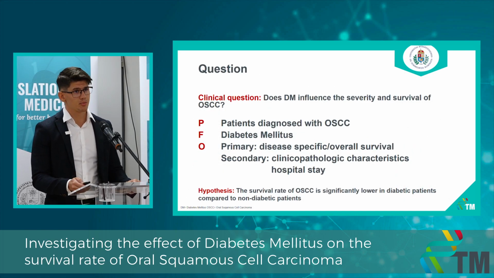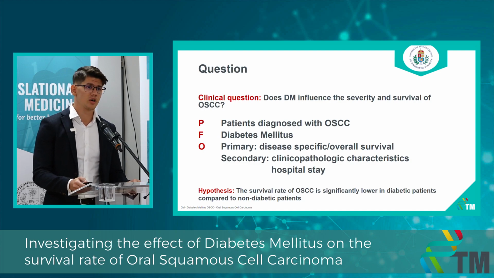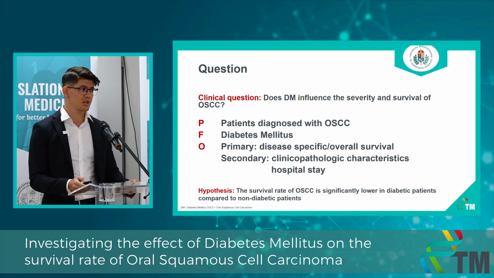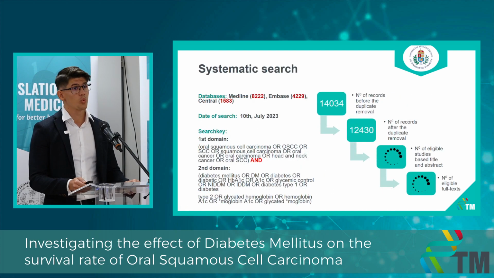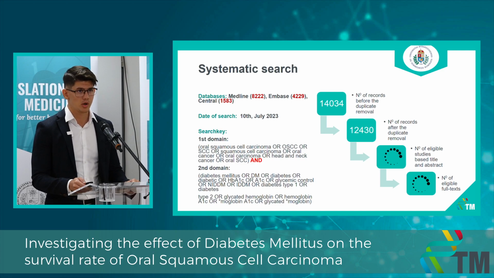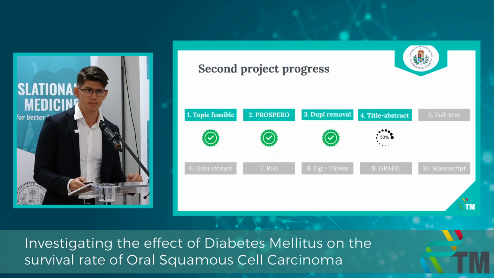We have once again used a pretty similar framework, with the population being patients diagnosed with OSCC. The prognostic factor is yet again diabetes mellitus, and our main clinical outcome is disease-specific survival. We redid the systematic search on the 10th of July with a similar search key in the 3 main databases. We got many articles, a little bit above 14,000. Now the duplicate removal phase is completed, and we are around 50% done with the title and abstract selection.